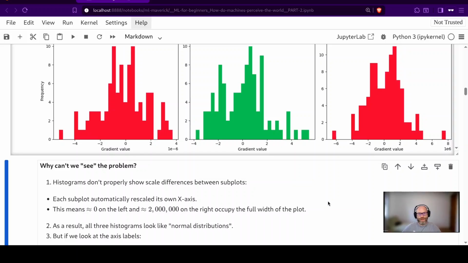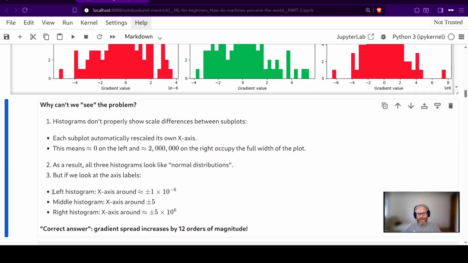Third, but if we look at the axis labels, left histogram x-axis around plus minus 1 times 10 to the minus 6th power. Middle histogram x-axis around plus minus 5. Right histogram x-axis around plus minus 5 times 10 to the 6th power. So the correct answer for why can't we see the problem? Gradient spread increased by 12 orders of magnitude.